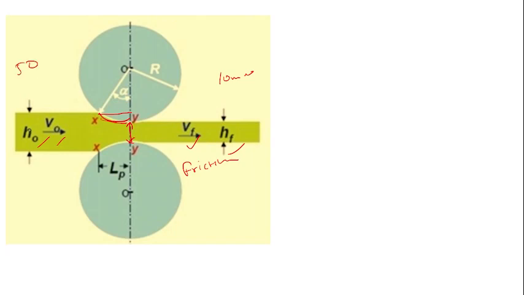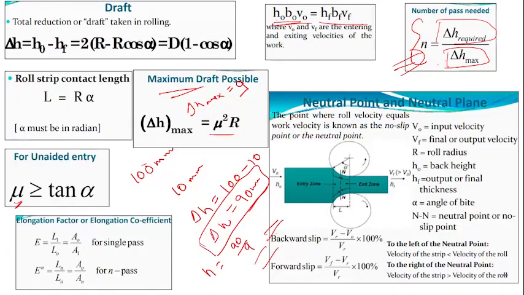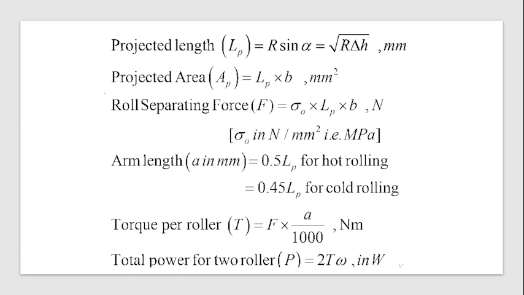So definitely when this sheet will be pressed around the roller, it will push your rolls backwards, right? In the opposite direction. Your sheet will push your rolls in the opposite direction. So this force that is applied by the workpiece on your rolls is called roll force or roll separating force. So that is the formula for your roll separating force, which is sigma naught L_P B.